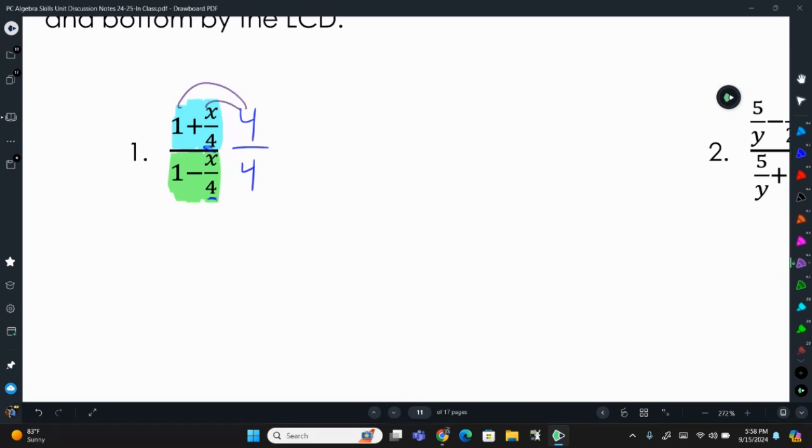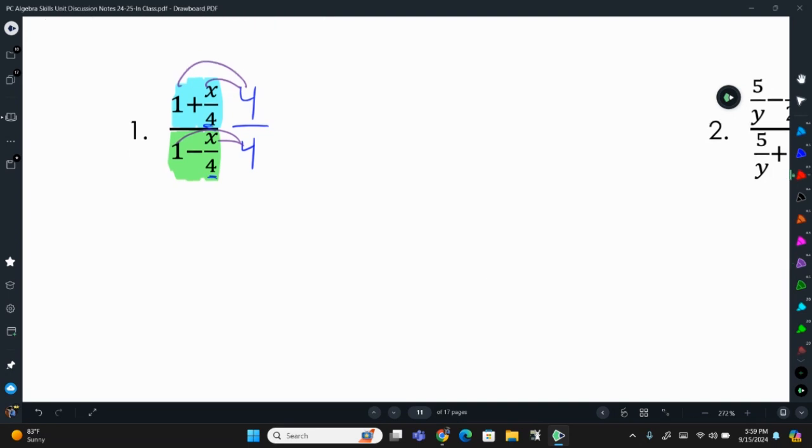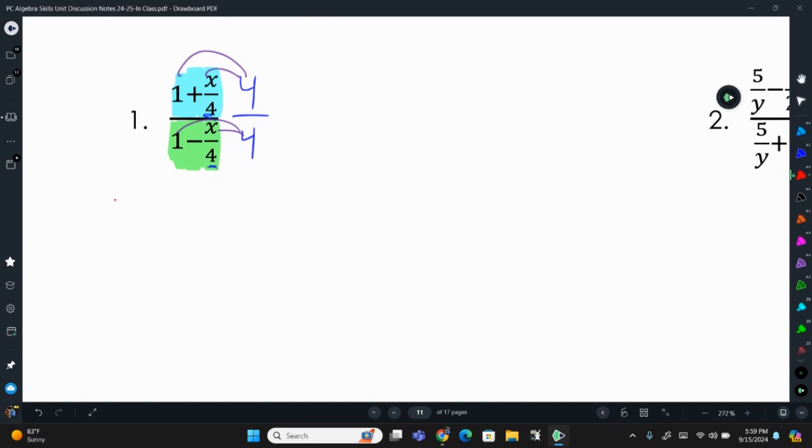So everything gets multiplied by 4, and the more you do this, you can start to take some shortcuts that you'll see in a minute. So we have in the big fraction, 1 times 4 is 4, plus 4x over 4. That's the top fraction. And then the bottom fraction will be 4 minus 4x over 4.